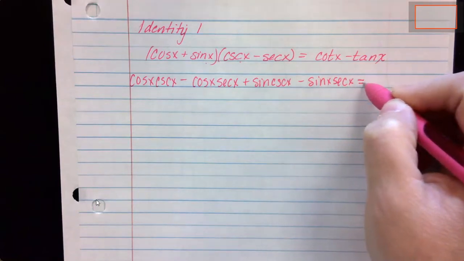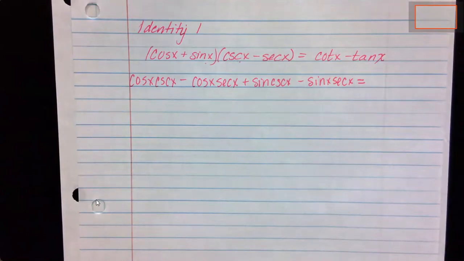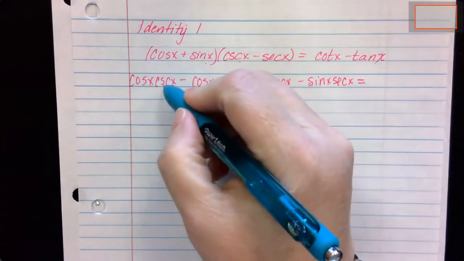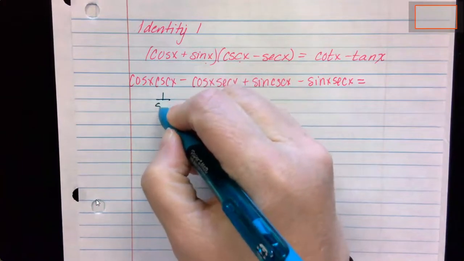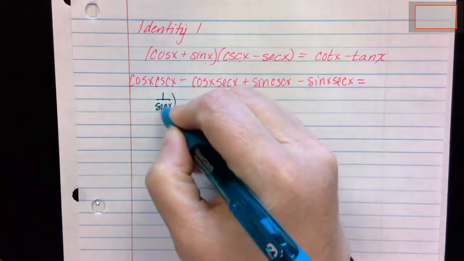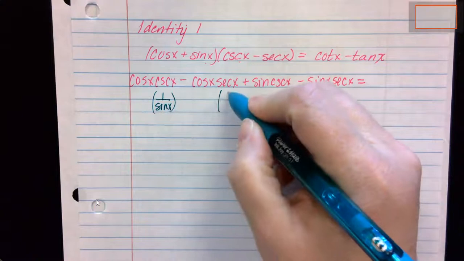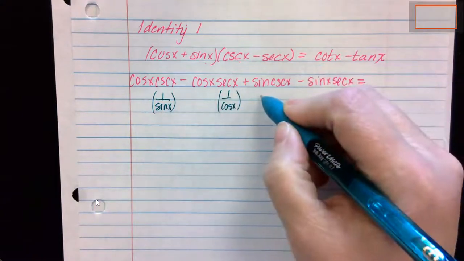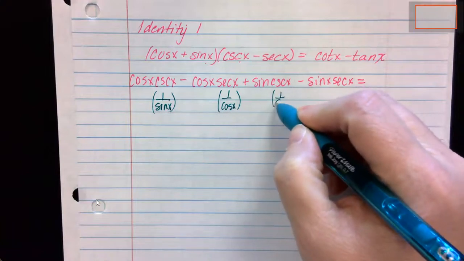Okay, so now I know that secant is the reciprocal of the cosine and cosecant is the reciprocal of the sine. So I'm just going to replace that. I'm going to replace cosecant with 1 divided by sine x, and I'm going to replace secant with 1 divided by cosine x, so I can get everything in terms of sines and cosines.